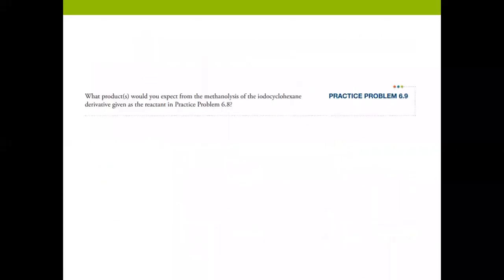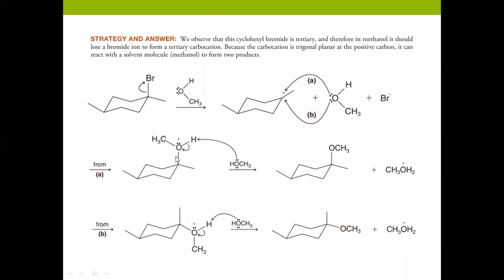Okay, so that's our product. Then you can have for the other one, if it attacks from below. So it attacks up, above the plane of the carbocation. If it attacks below the plane of the carbocation, then you get this other product.